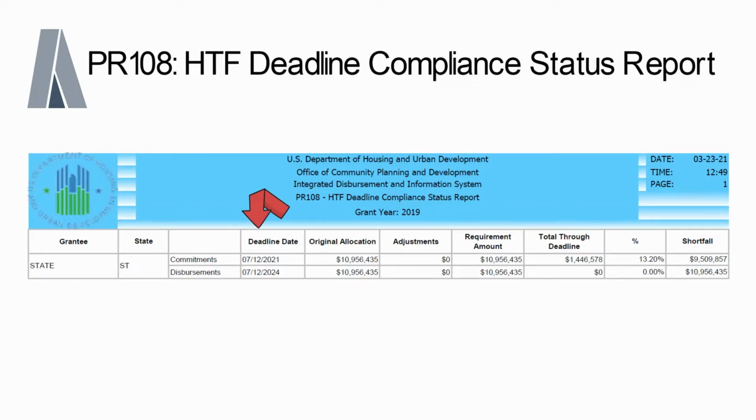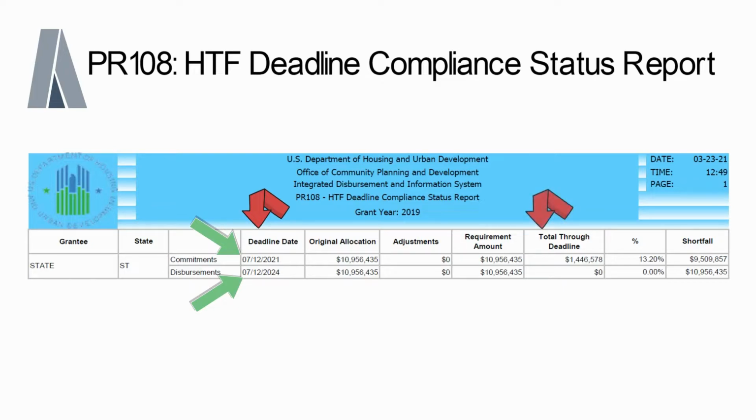The deadline date column shows the date all 2019 grant funds must be committed to meet the 24-month commitment requirement, and the date these funds must be fully disbursed to meet the 5-year expenditure requirement. Keep in mind that unlike HOME, the deadline date is not always the end of the month. Each grantee's commitment and expenditure deadline is based on the obligation date of the HTF grant, which can be found on the grant screen in IDIS.